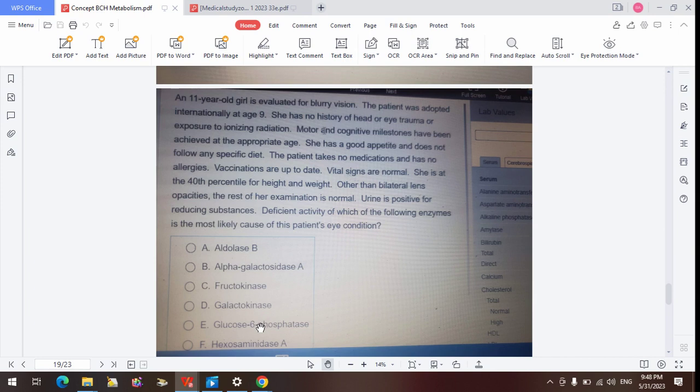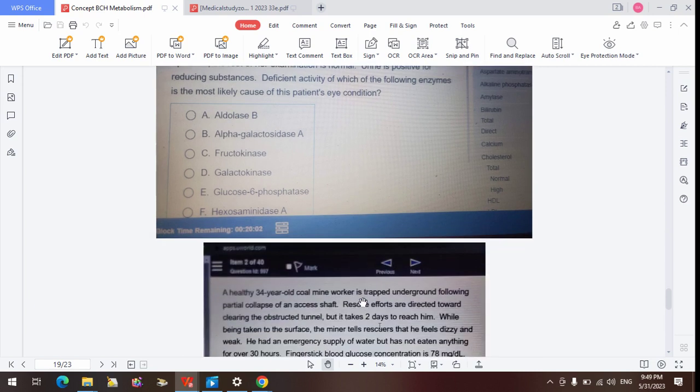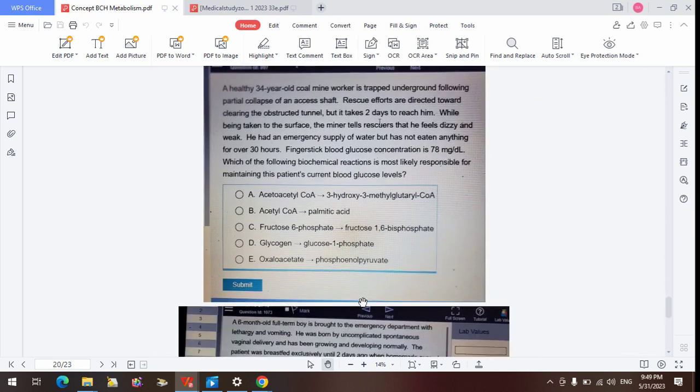I think she's got cataract. That's the bilateral lens opacities. So I think she's got a form of galactosemia. Exactly. Yeah, she's got the less severe, benign type. You can see that the urine is also positive for reducing substances. So she's got galactokinase deficiency. Yeah, exactly. Okay.